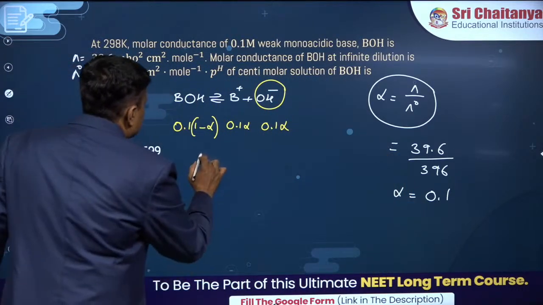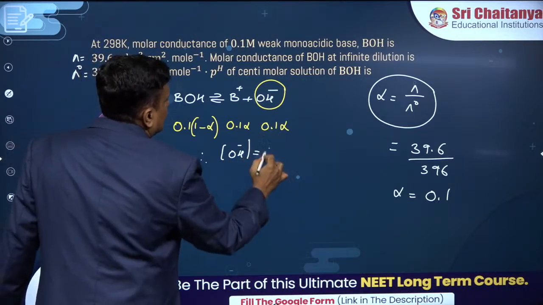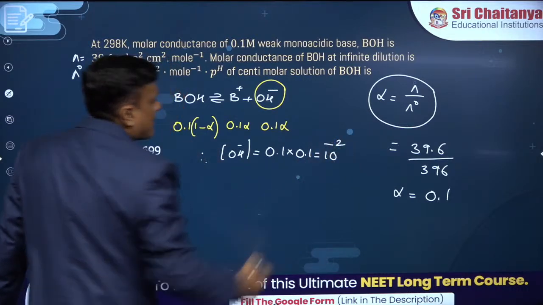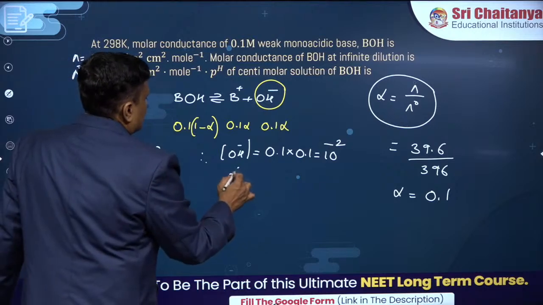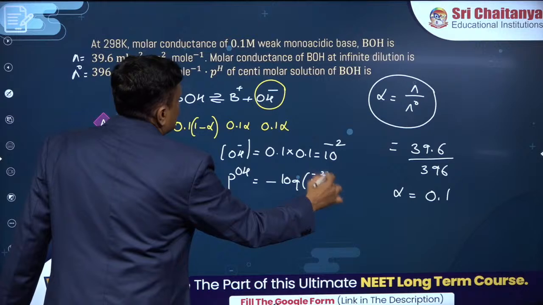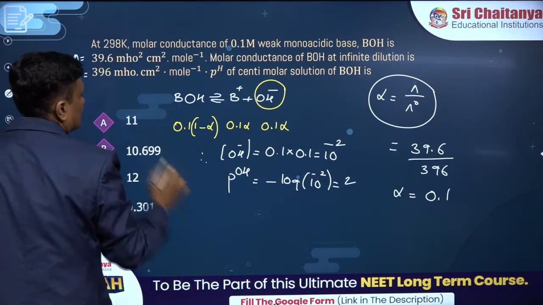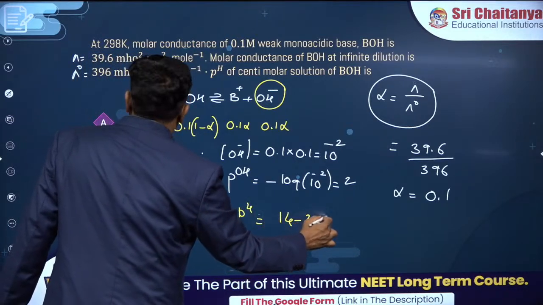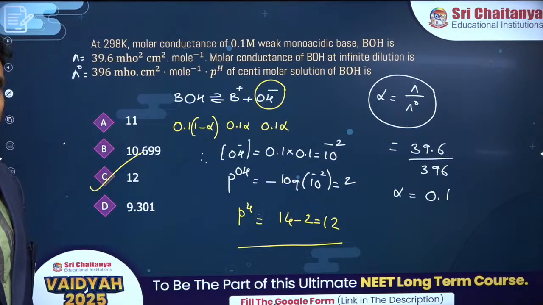Therefore, you got concentration of OH minus as 0.1 into alpha, that is 10 to the power minus 2. You write it in that form because you are applying logarithms. So you got pOH equal to negative log of 10 to the power minus 2, which is equal to 2. Hence, we know that pH plus pOH equals 14. So pH is equal to 14 minus 2, that is equal to 12. Got it? All of you?